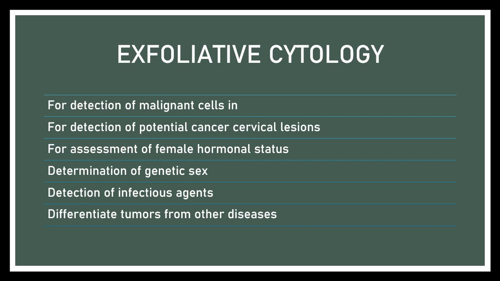And then for assessment of female hormonal status, you have vaginal hormonal cytology. Hormonal status is important for sterility and endocrine disorders. The samples for assessment of female hormonal status are from the lateral vaginal walls. And then, of course, determination of genetic sex.